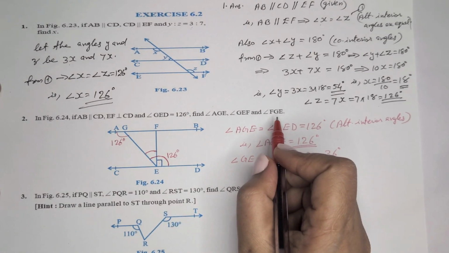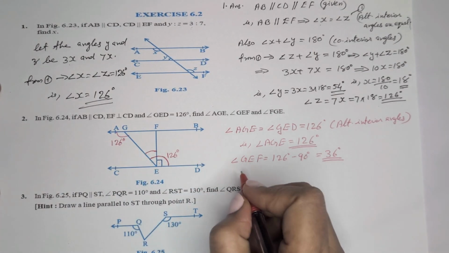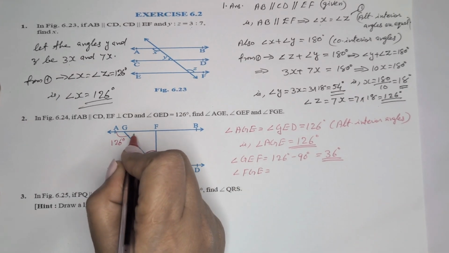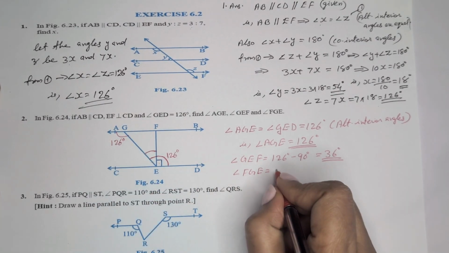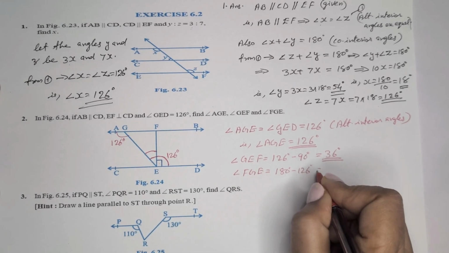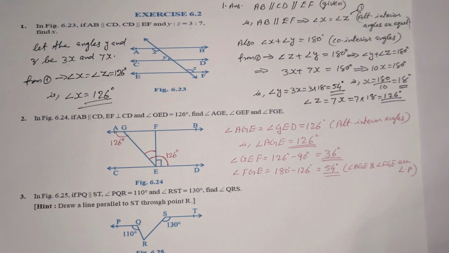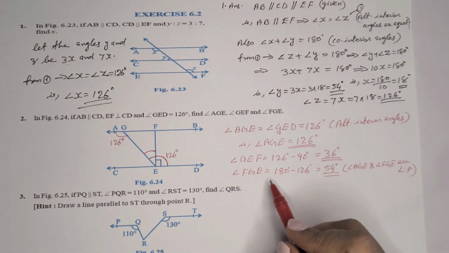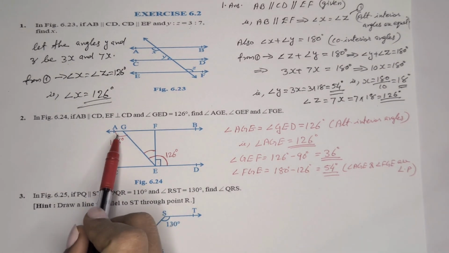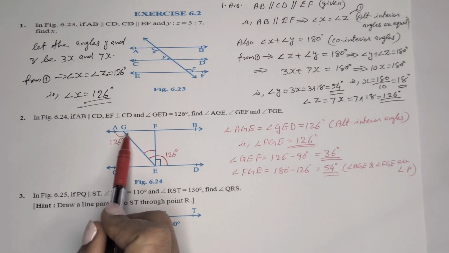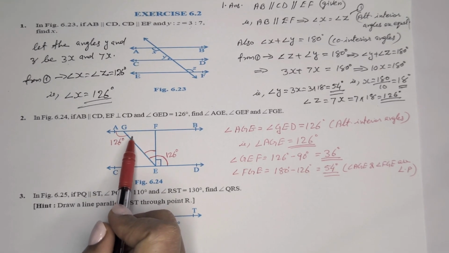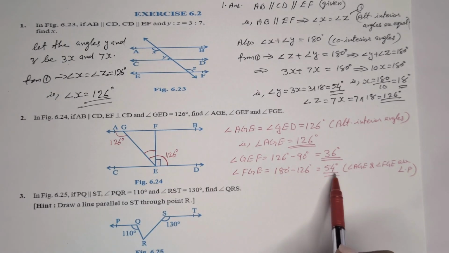Now FGE. Angle FGE is equal to, this 180 degrees total. So we can write 180 minus 126 degrees, so angle FGE is equal to 54 degrees. And here we can see these two angles are a linear pair, so the sum of these two angles is equal to 180 degrees. Then angle FGE is equal to 180 minus 126, that means 54 degrees.